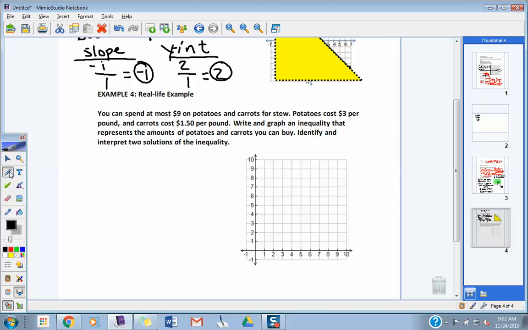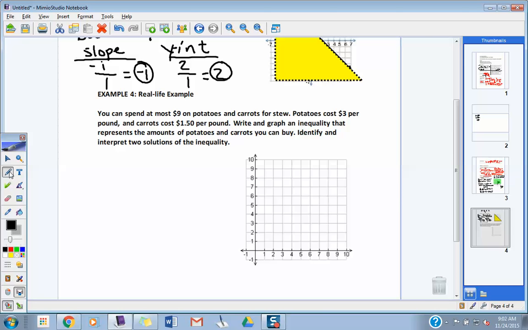So I walk into the store with how much money, guys? $9. And we're buying some taters and we're buying some carrots. All right? Tater tots? Okay. I eat carrots every day.